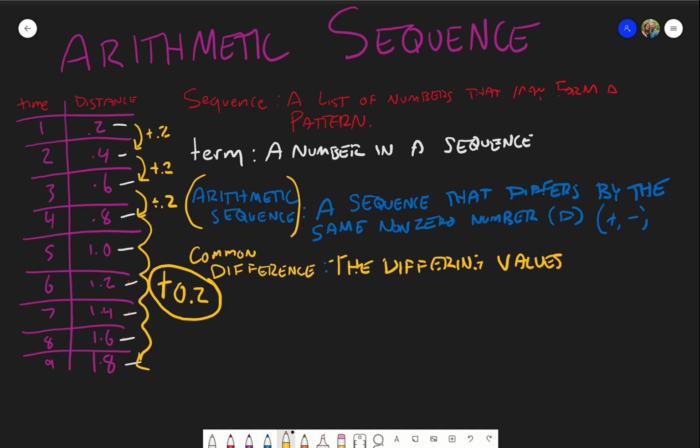All right, that was a lot of notes in the first 3.5 minutes. Go ahead and pause this. Make sure you have all that information. Rewind if you need to. Make sure that you are ready to move on because we're going to continue to be talking about arithmetic sequences.